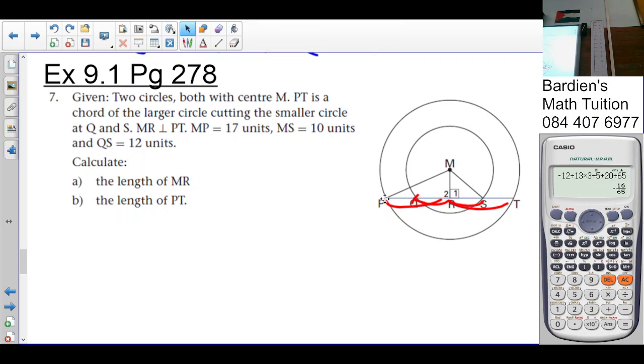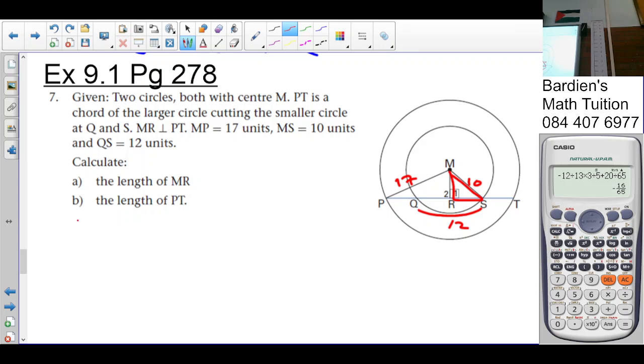Okay. So what happens now is we are given PM is 17. MS is 10. So the radius of the smaller circle is 10, of the bigger circle is 17. And QS is 12. The question says calculate the length of MR. So I'm going to work in this triangle here. So I got 10, I can work out RS and I can calculate MR with it.